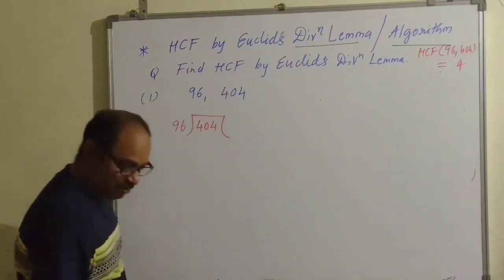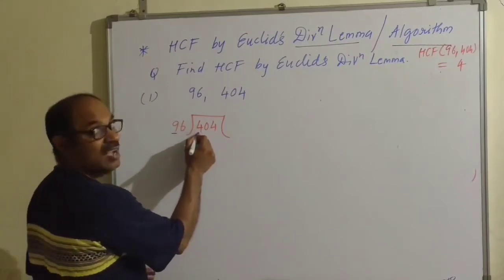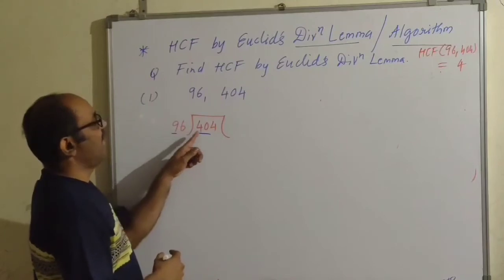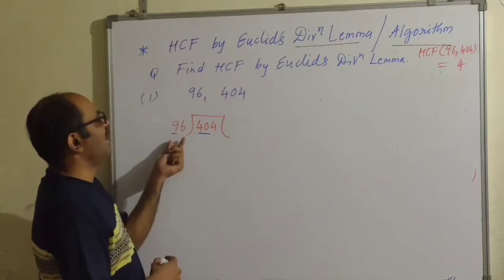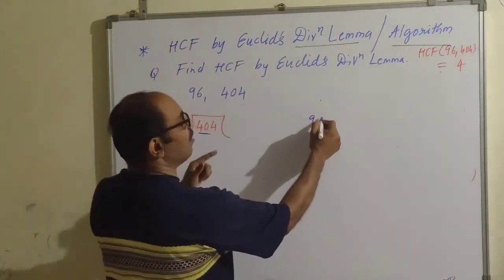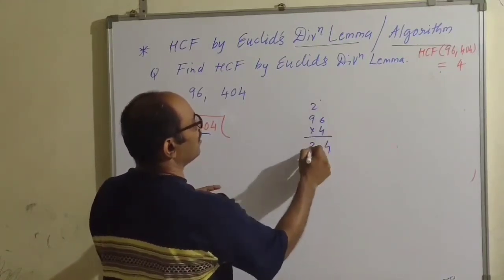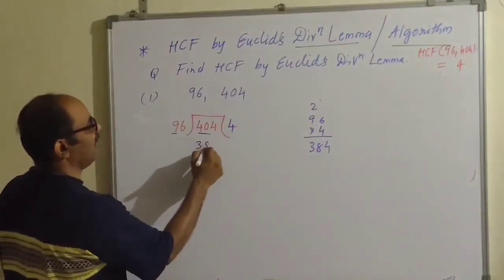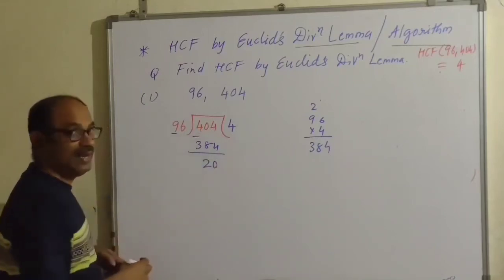Same old story. 9, here 4 is not enough, but 40. Same thing, 9 4s are 36. But I don't want the 4s table, my table is 96. So I don't want 9 4s, I want 96 4s. What is 96 4s are? 24, 36 and 38. So what is 4s you write here? 384. Well, I have to subtract this. So that gives me 20.